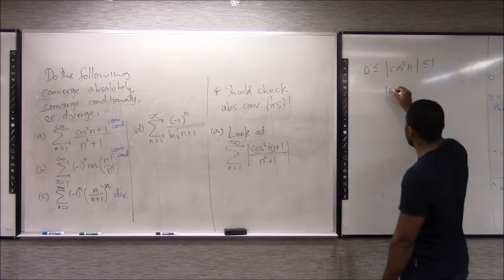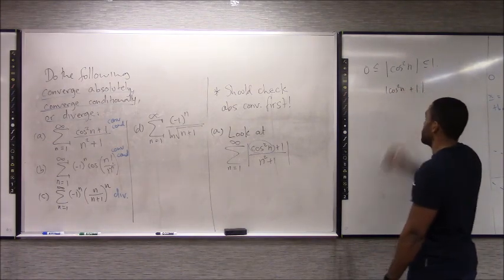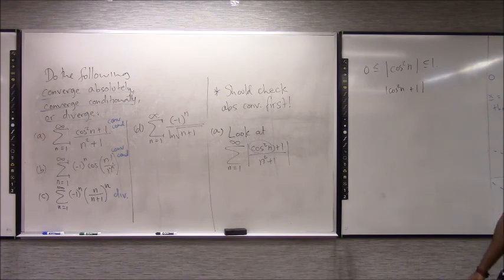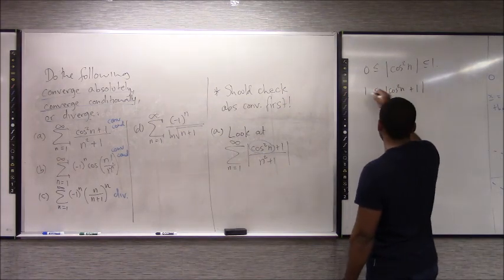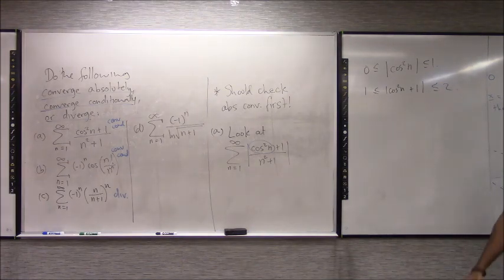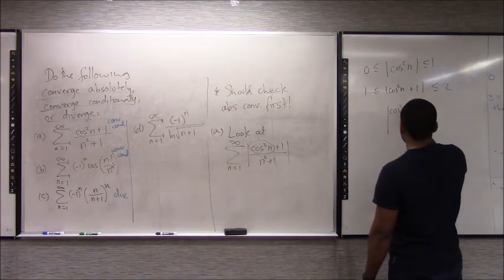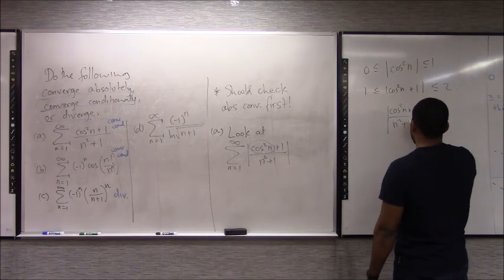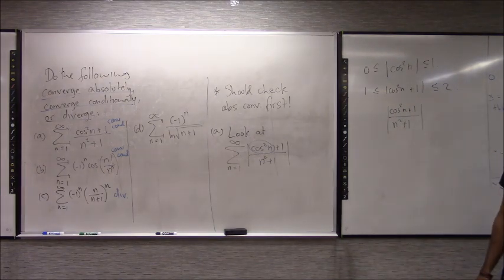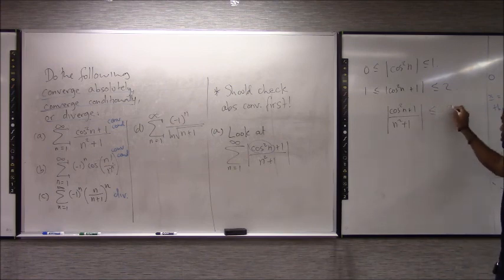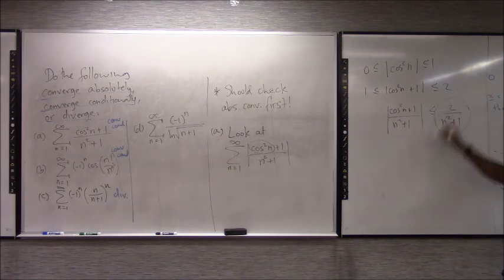So what can you tell me about cosine plus 1 in absolute value? It's going to be somewhere between 1 and 2. What can you tell me about this guy? So for a second, imagine that that was your series. What would you be able to say?